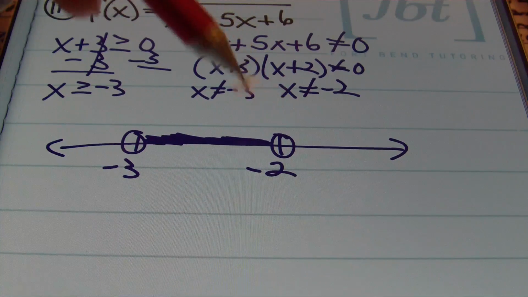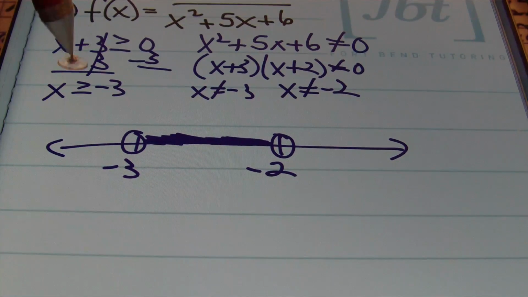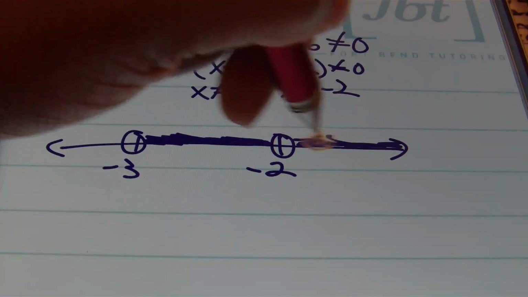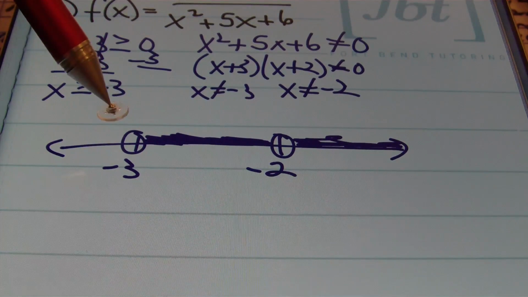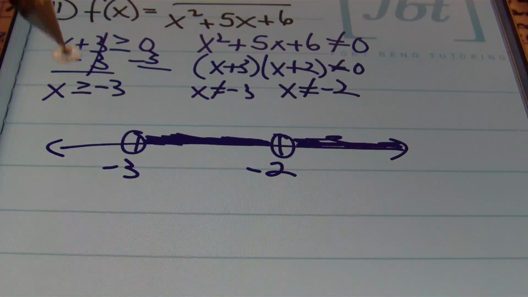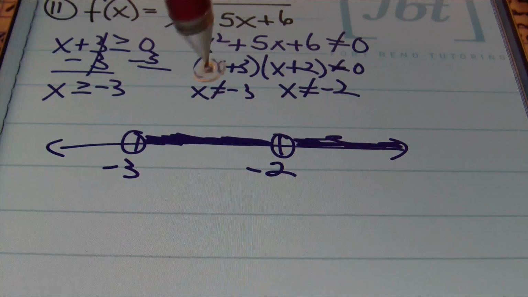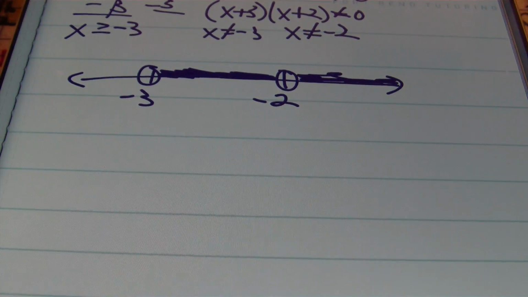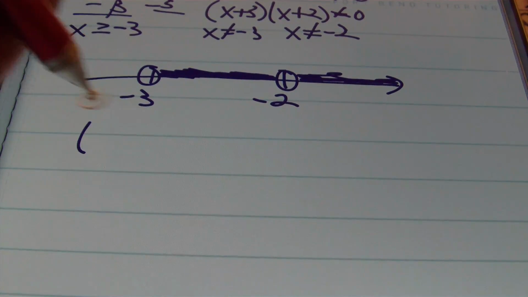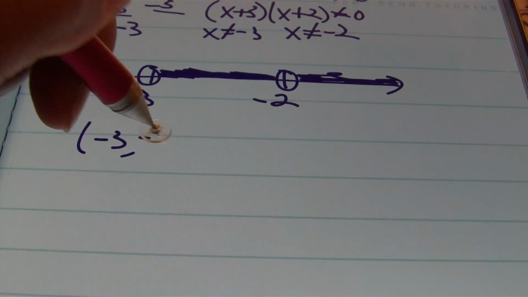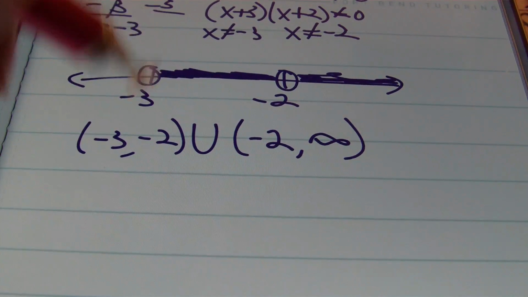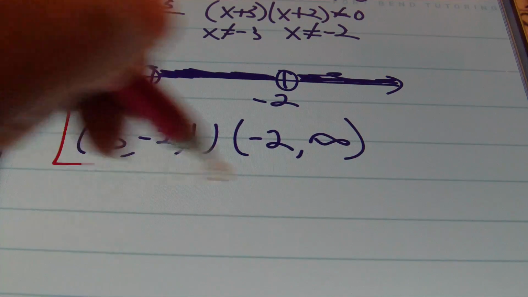So we're skipping negative 2, but remember, because of this inequality, things continue from there to positive infinity. So we're still avoiding negative 3 and negative 2, but including the fact that things can be greater than negative 3. This, ladies and gentlemen, is my domain. For interval notation, you'll have negative 3 to negative 2, union negative 2 to positive infinity. And this is the domain.